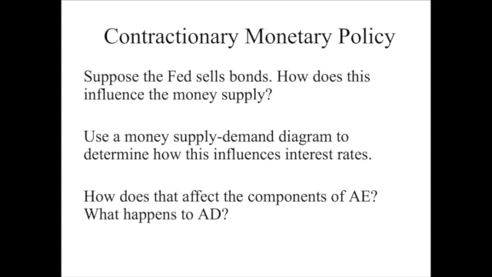So let's get started. Suppose the Federal Reserve sells some bonds. How is this going to influence the money supply? Well, pause the video and answer the question if you can. But if not, I'll go ahead and answer it for you. When the Fed sells bonds, it's giving people in the bond market the bond certificates, and it's taking their cash, so it's drawing money out of the economy, so it's lowering the money supply.